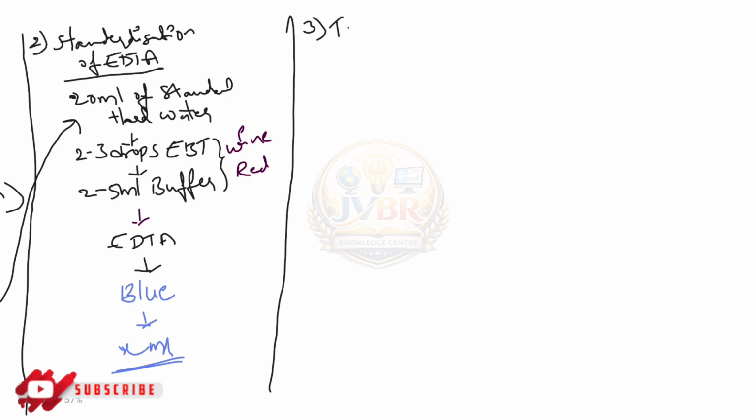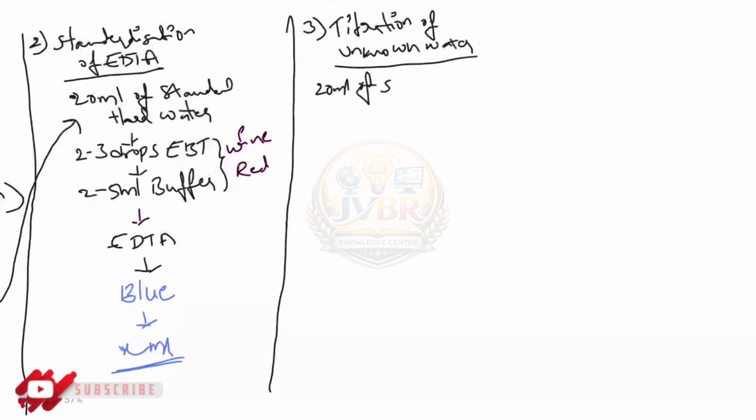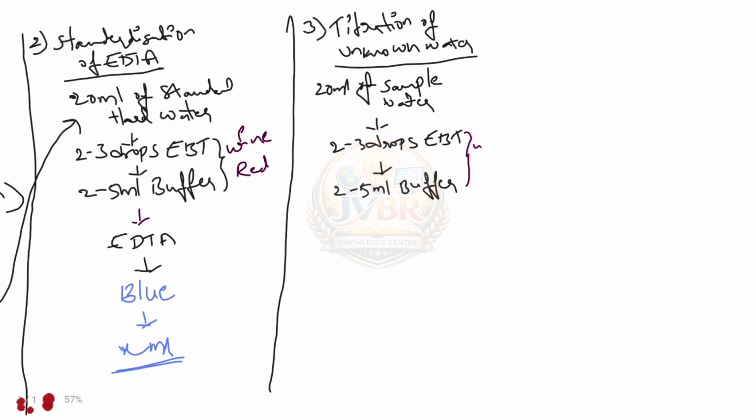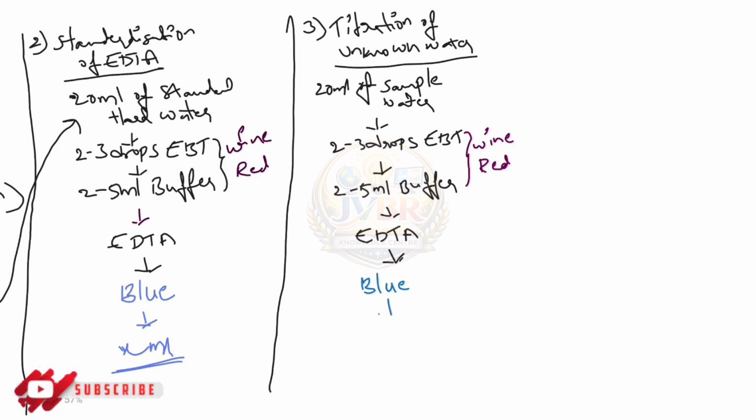Now step 3, titration of unknown hard water. Take 20 ml of sample water into a clean conical flask. Then add 2 to 3 drops of EBT indicator. Add 2 to 5 ml of buffer solution. Now the solution turns into wine red color. Now titrate the solution with EDTA solution taken in a burette till the wine red color changes to clear blue color. If the complete solution turns blue, then stop the burette and take the burette reading as Y ml.